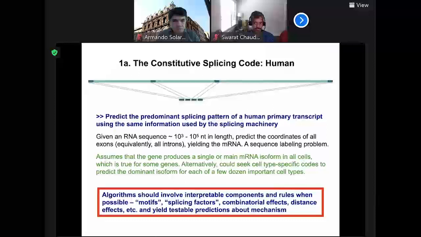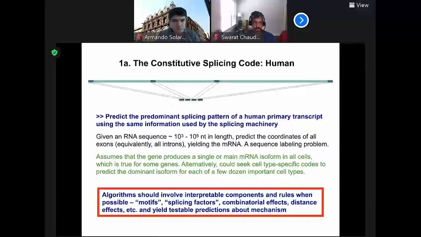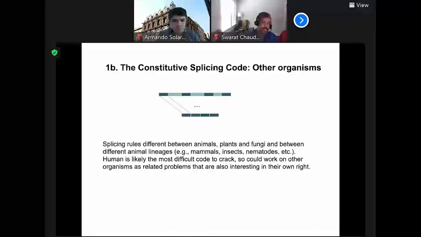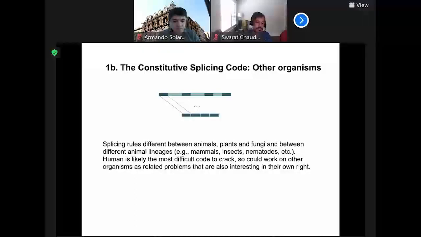And so this is true of this constitutive splicing code, but also of the other codes. Besides human, there are also constitutive splicing codes for other organisms. Introns tend to be smaller in other organisms, so that's why I've drawn a different geometry. There are some differences in the rules between animals, plants, and fungi, and that creates a whole set of related problems of varying degrees of difficulty. Again, each of which could provide insights into mechanism and could also have practical applications.